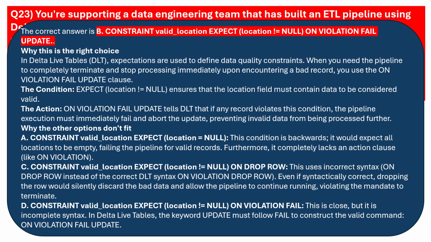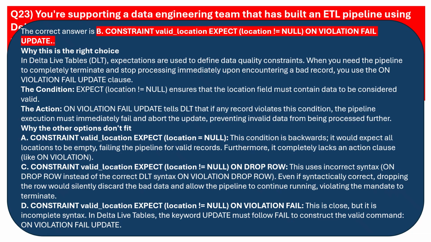The correct answer is B. Constraint valid underscore location expect location equals null on violation fail update. Why is this the right choice? In Delta Live Tables, DLT, expectations are used to define data quality constraints. When you need the pipeline to completely terminate and stop processing immediately upon encountering a bad record, you use the on violation fail update clause.